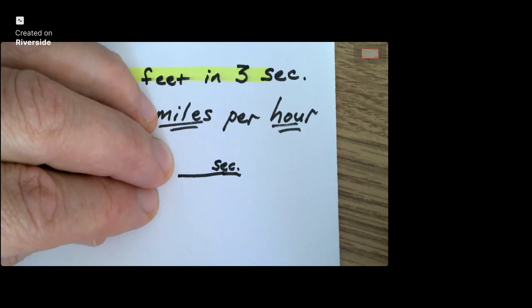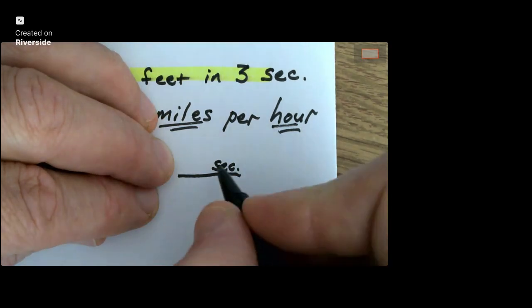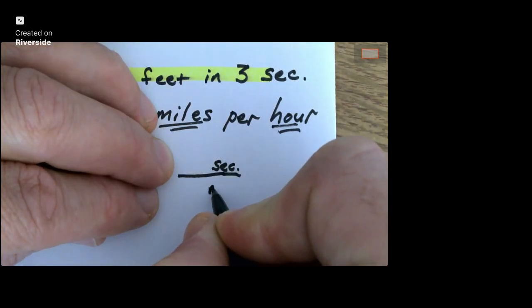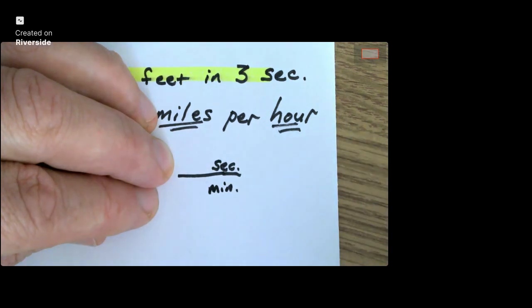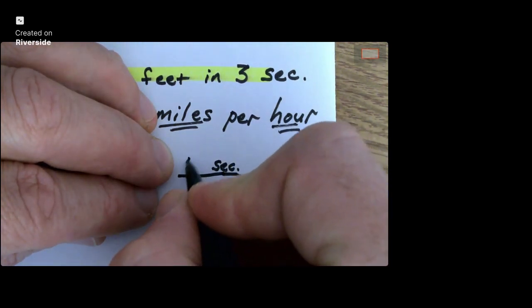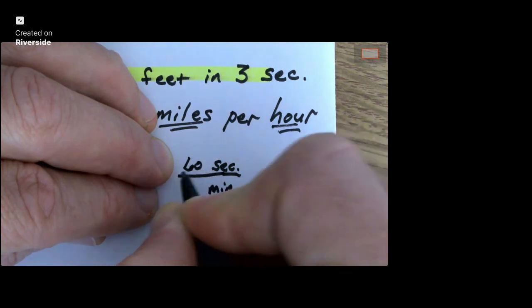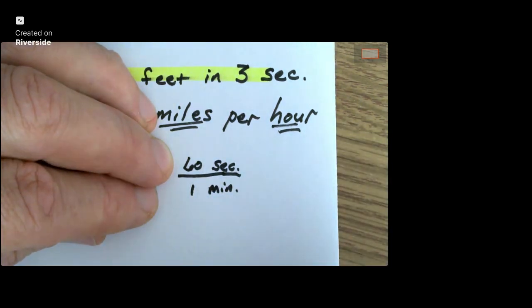To be honest with you, I would have to think about that. I don't really know that one. So what I'm going to do is go seconds to minutes because I know that one off the top of my head. Real easy. Okay, seconds to minutes. Now we fill in the appropriate numbers. There are 60 seconds per every 1 minute.